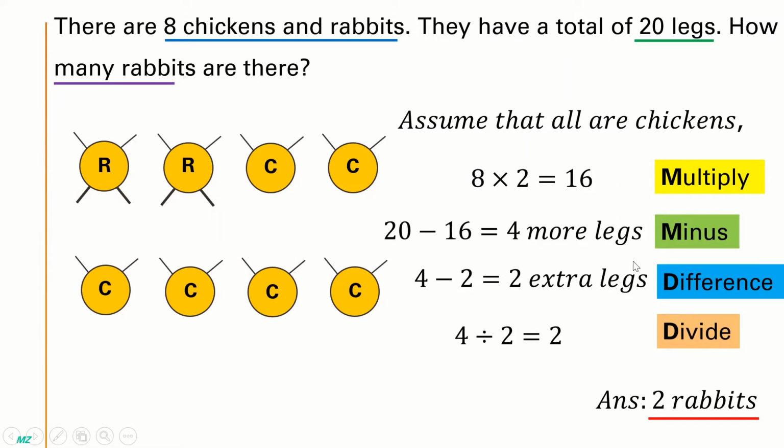So there will be 4 steps for the assumption or supposition method. First step will be multiply, M. Second step will be minus, M. The third step will be difference, D. And the last step will be divide, D. So it's MMDD. That's all.